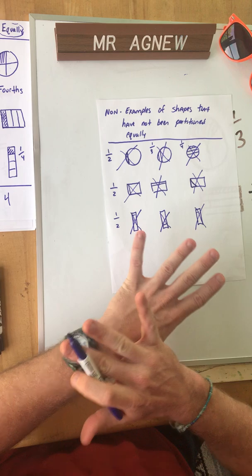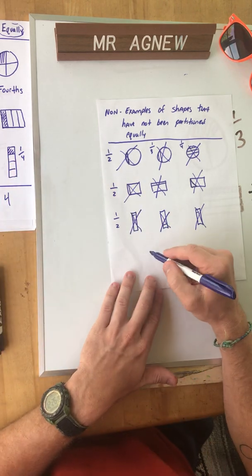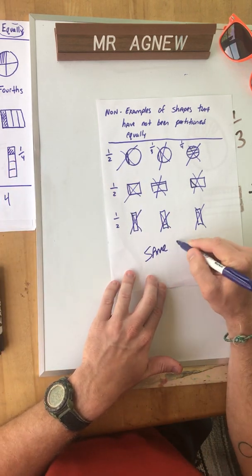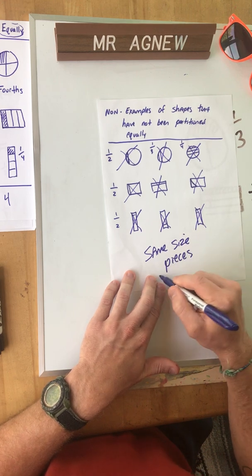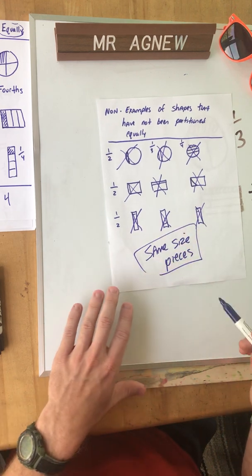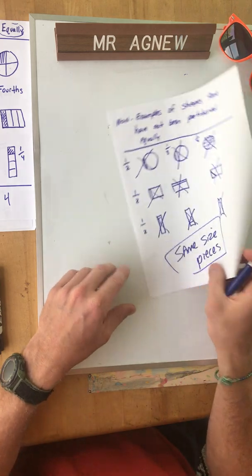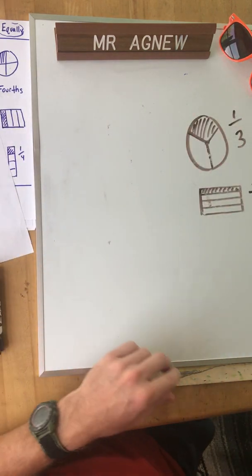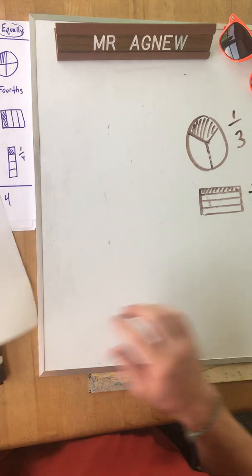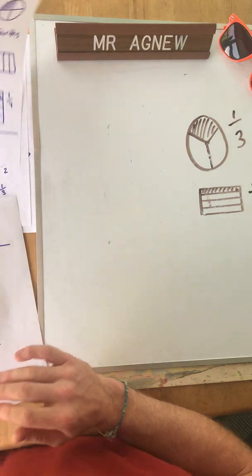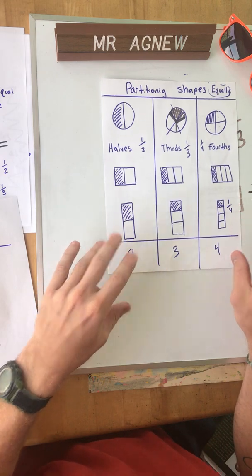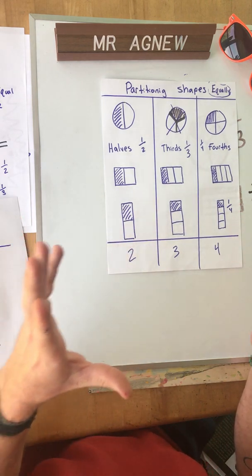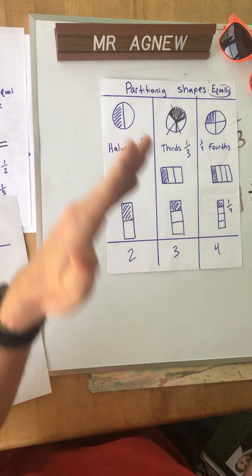Okay, so these are non-examples. Remember, the pieces have to be the same size pieces. That's very, very important. Same size pieces. All right. This is the chart. This is the chart that I'd like you to take another look at, and you can pause the video if you want to help make your chart.